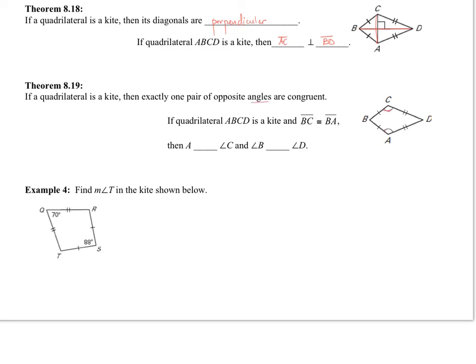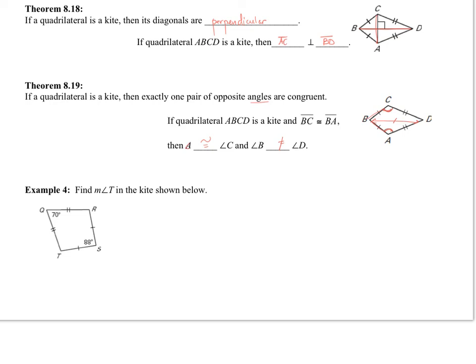And in this picture here, we have quadrilateral ABCD as a kite, and BC is congruent to BA. Then angle A is congruent to angle C, and angle B is not congruent to angle D. So angle B and angle D are not congruent, but angle C and angle A are.